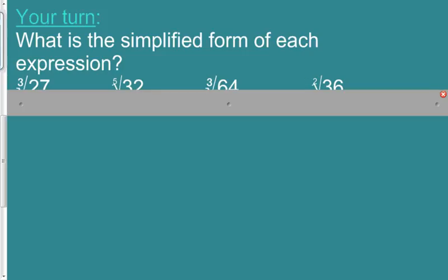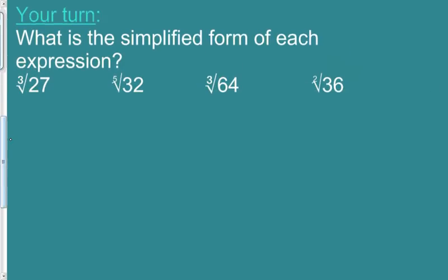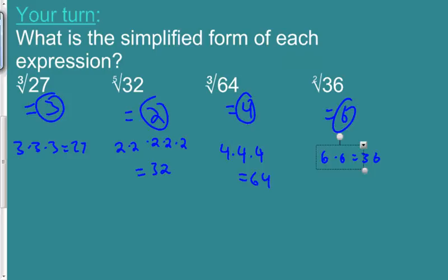Alright, your turn. You can use a calculator or you can do it on your own. I'd like you to try these 4, or at least 1, 2, 3 of them. We have the cube root of 27, the fifth root of 32, the cube root of 64, and the square root of 36. I'll put those answers up in just a sec. You can pause it and try those.